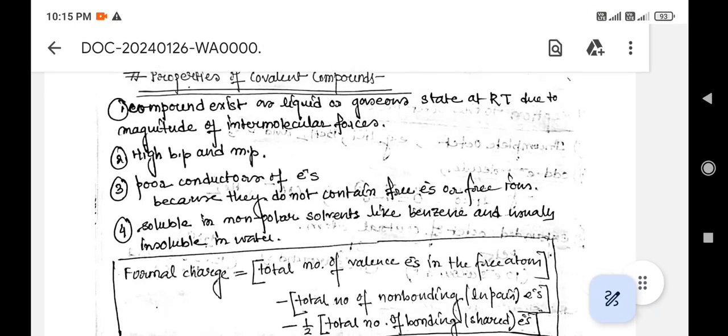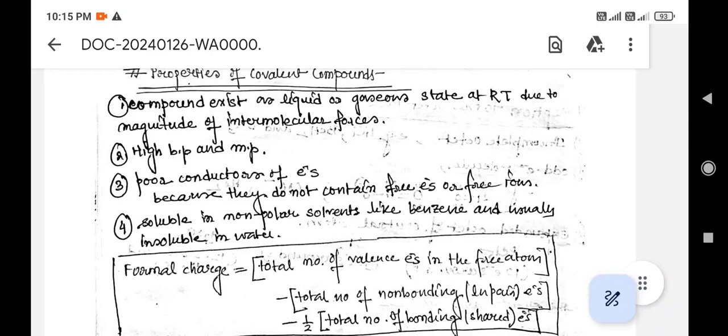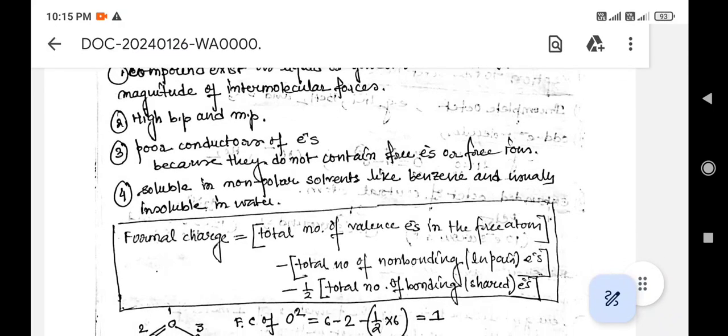Okay. So basically covalent compounds are soluble in non-polar solvents like benzene, and usually insoluble in water. Water is a polar solvent, that's why they do not dissolve in water. Okay. Now we consider formal charge.